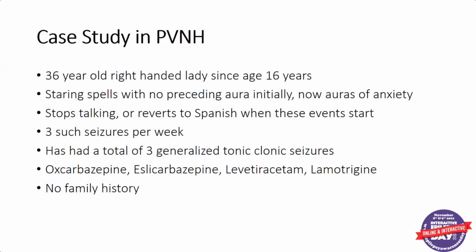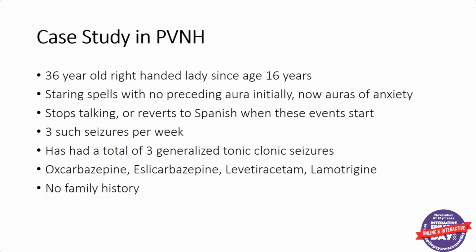These are characterized by staring spells. Initially, she had no warning beforehand, but now she has auras of anxiety. She stops talking, or if she's speaking in English, she reverts to Spanish and has no knowledge of these events. She has 3 such seizures per week, and she very occasionally has grand mal or generalized tonic-clonic seizures.